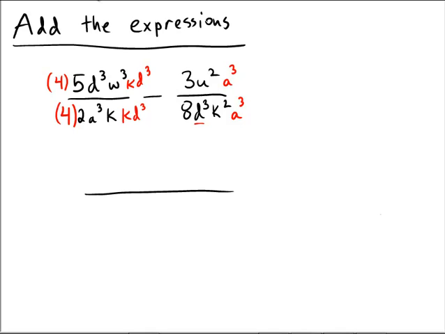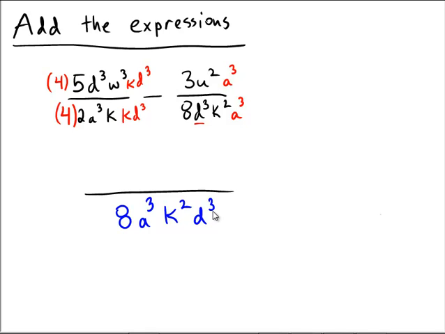In the bottom we see a 4 and a 2. A 4 times 2 is 8. We see an a cubed in both cases. We see k and k, so we have k squared, and then we see a d cubed. So these are the least common multiple of those bottoms down, the least common denominator.